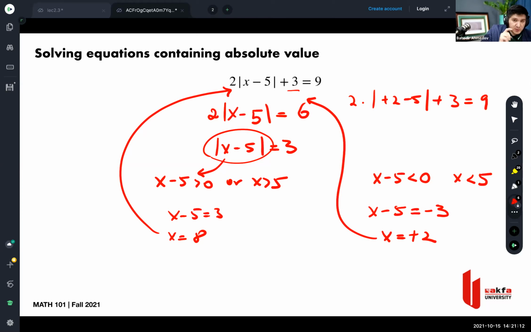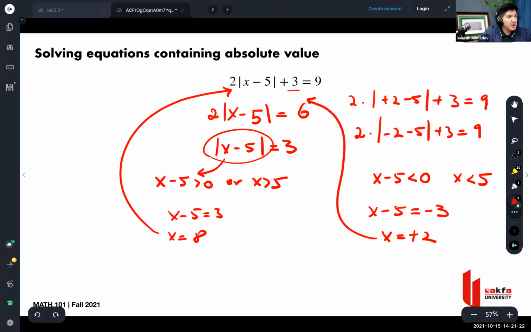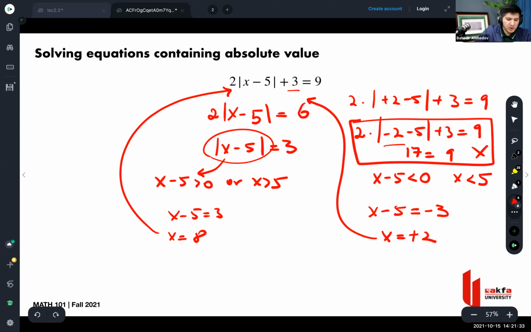But if you would just put minus 2 instead of plus 2, what would you get? It's going to be minus 2 minus 5, right? Plus 3 is equal to 9. Then it is going to be 7 times 2 plus 3. It's going to be 17 is equal to 9, which is obviously not correct. Do you understand what I mean by putting minus 2? If you would not change the sign here, if you would just keep this equal to plus 3, then you would probably have the wrong solution.